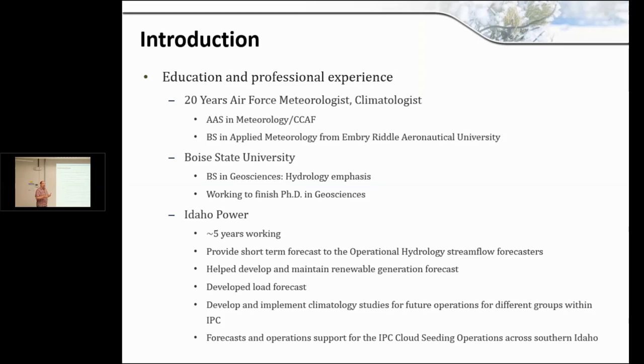And kind of the final thing that I am involved in at Idaho Power is I help support the Idaho Power cloud seeding operation that exists throughout the central Idaho mountains and eastern Idaho. And that is designed to augment snowpack in the winter, which eventually runs down through the river operations in the summer.